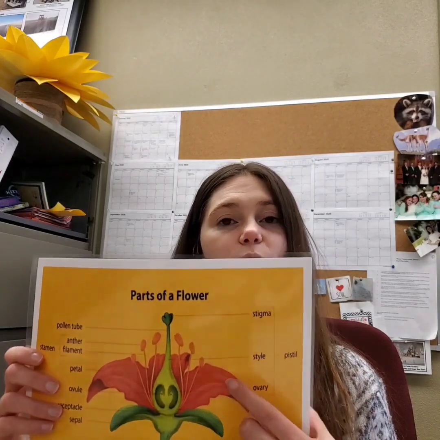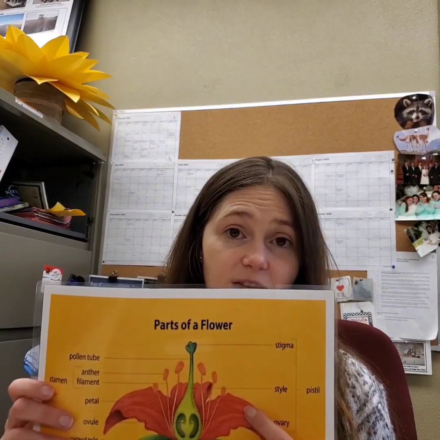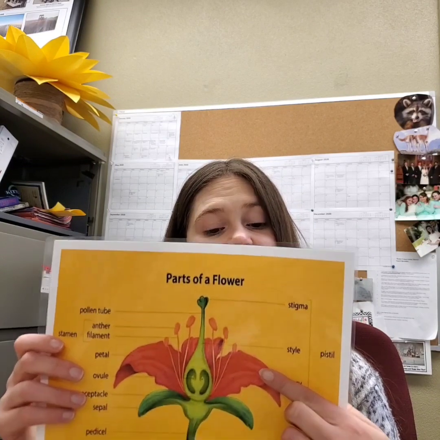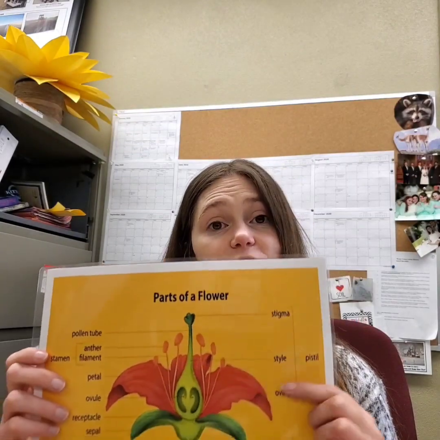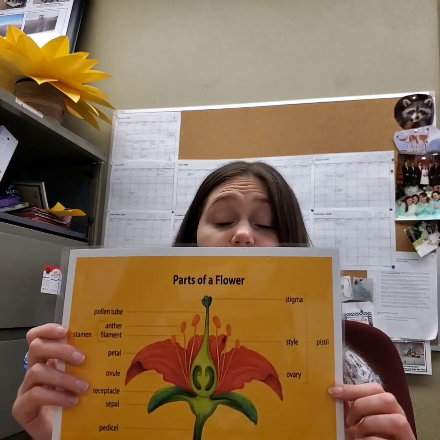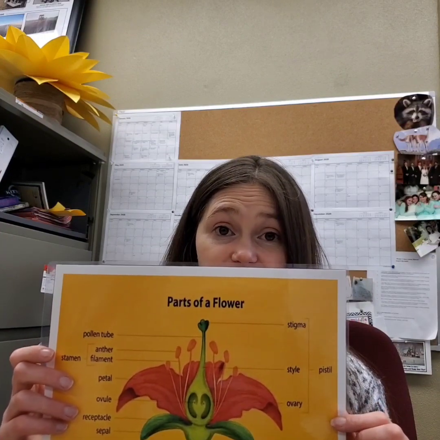So the petals are what we commonly think of when we think of a flower. They are usually bright colored, and that is to attract pollinators to the flower. They also provide a place for pollinators to rest or stand whenever they collect nectar.